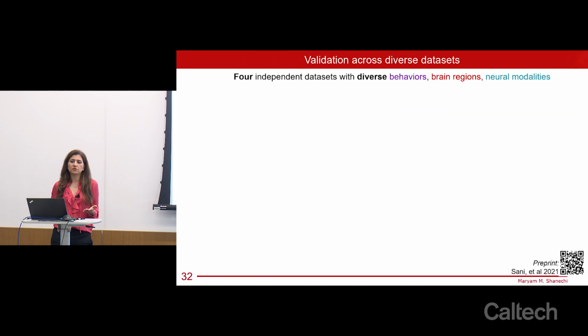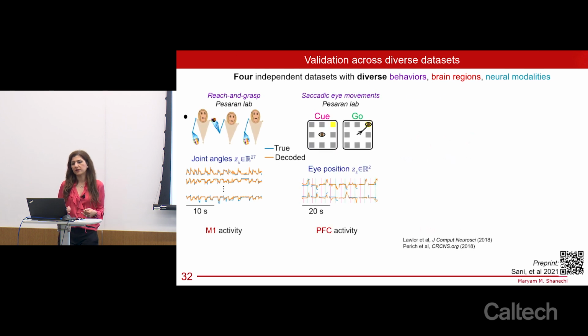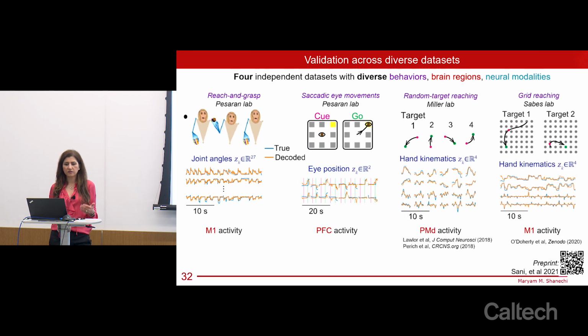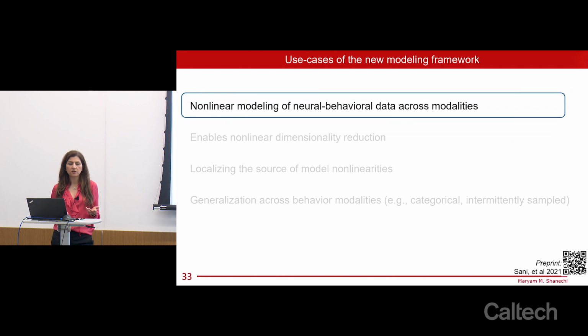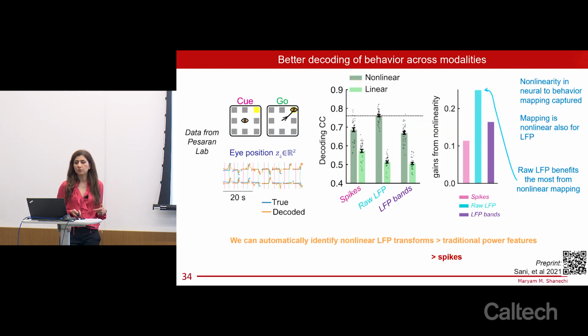All right, so I've shown you some of the results already. We actually tested across these 4 data sets: the reach and grasp, saccade data set, and then the cursor reaching data sets. We looked at different modalities: raw LFP, LFP power, and spiking. And these were the 4 use cases with which you'll get practice in the tutorial. So first, nonlinear modeling of neural behavioral data across modalities.